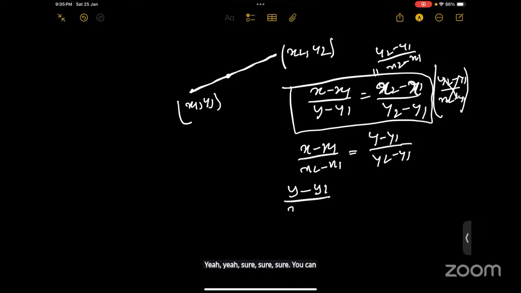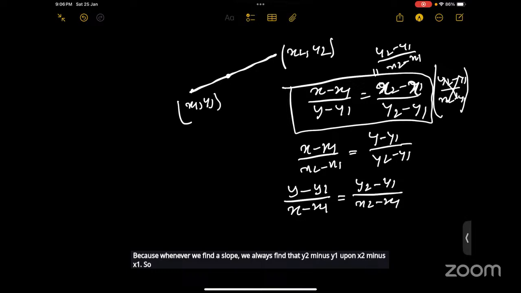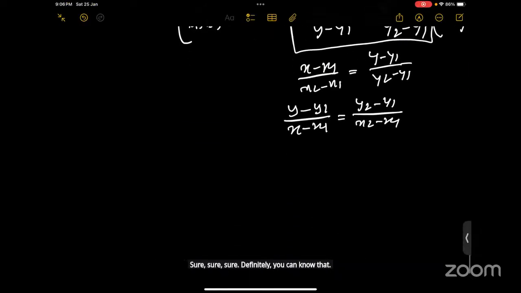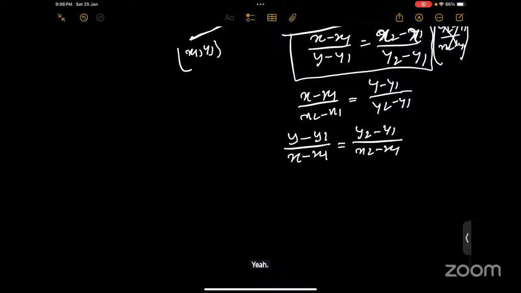Because whenever we find a slope, we always find y2 minus y1 upon x2 minus x1. So in that way, it would be more appropriate. That's what I was saying. Sure, definitely, you can do that. We've been calculating each and every equation based on this one, the last one only. Yeah, that's why we are very compatible with this.